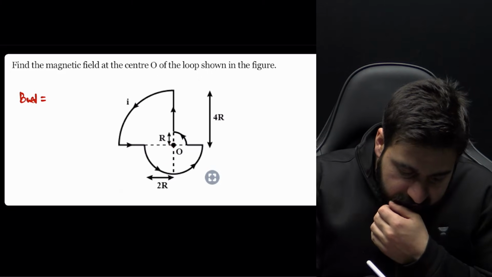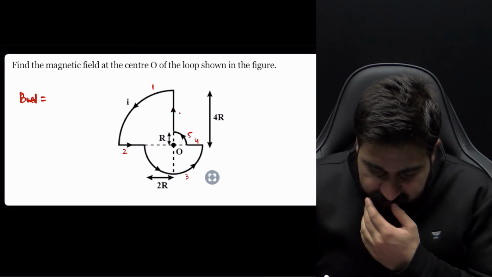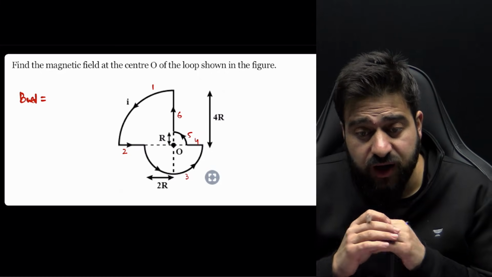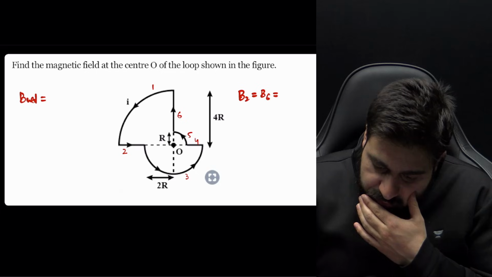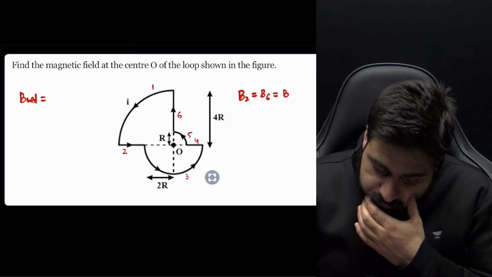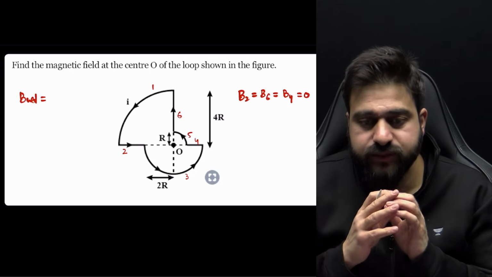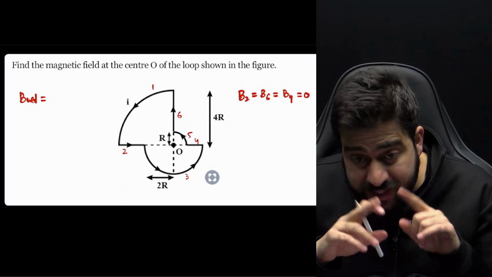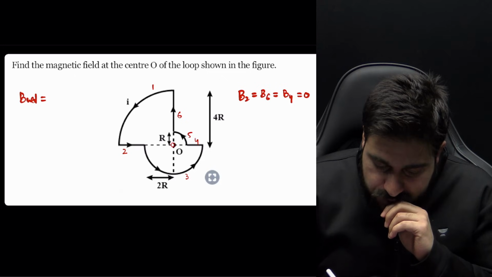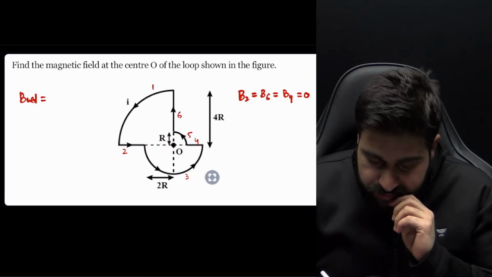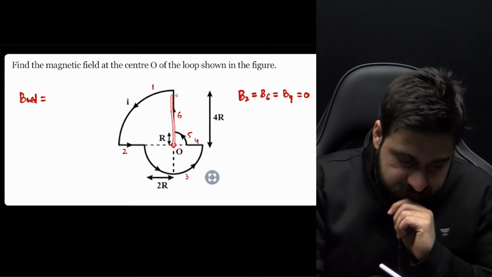Now see, I'll say this structure is made up of 1, 2, 3, 4, 5, 6 wires. Clearly, I can say the magnetic field due to 2 will be equal to the magnetic field due to 6, will be equal to the magnetic field due to 4, and it will be 0. Why? Because the center point lies on the axis of the wire. The center point lies on the axis of this, this, and this.